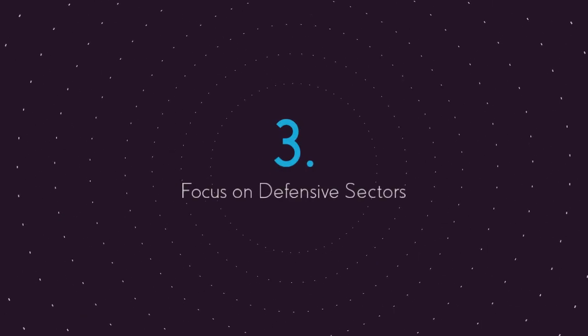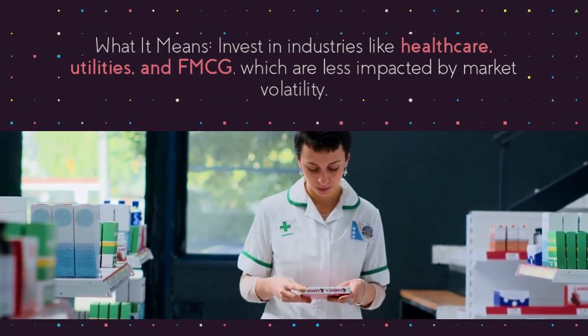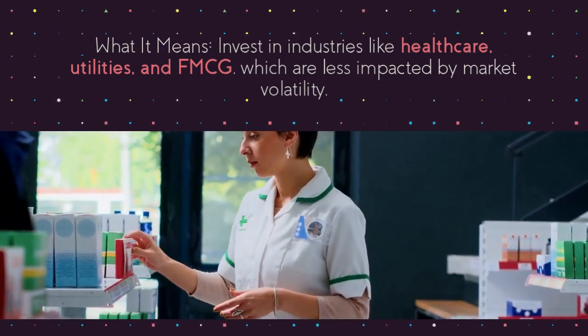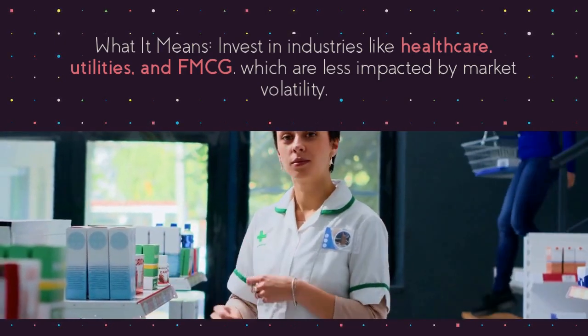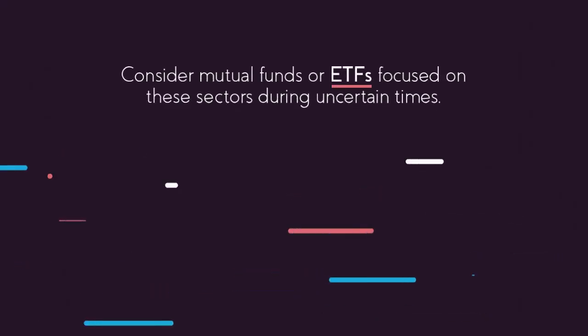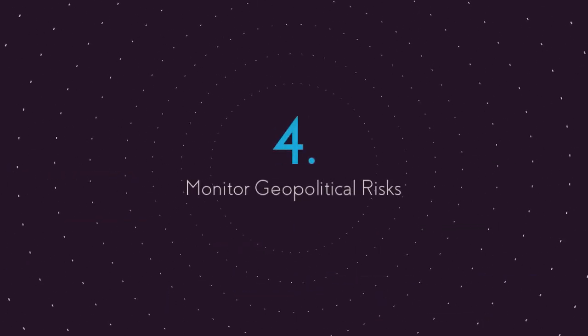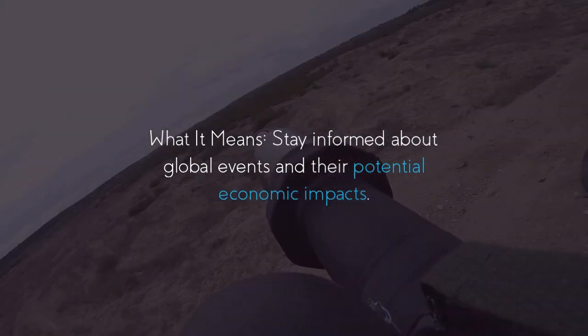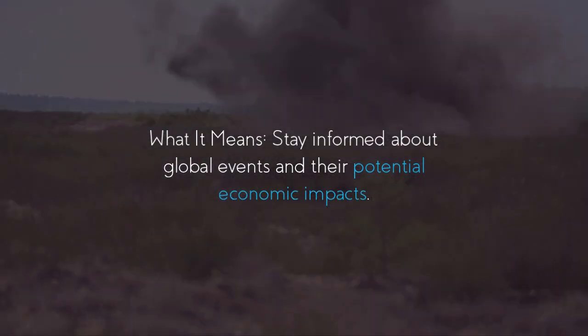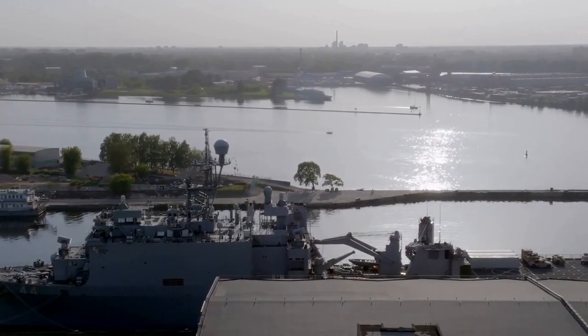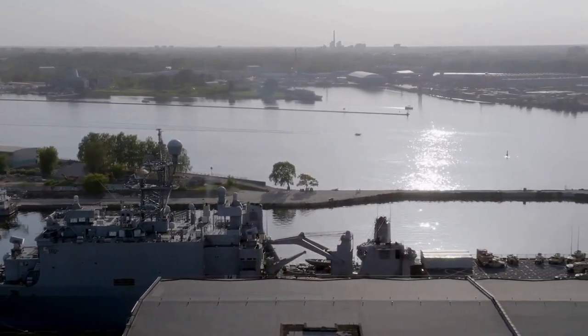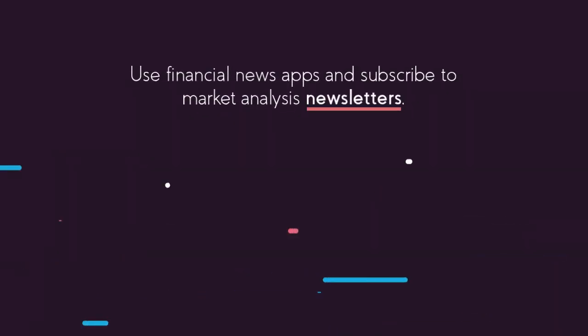3. Focus on defensive sectors. What it means. Invest in industries like healthcare, utilities, and FMCG, which are less impacted by market volatility. Why it helps. These sectors provide stability due to consistent demand. Actionable tip. Consider mutual funds or ETFs focused on these sectors during uncertain times. 4. Monitor geopolitical risks. What it means: stay informed about global events and their potential economic impacts. Why it helps. Being proactive allows you to adjust your portfolio before major disruptions occur. Actionable tip. Use financial news apps and subscribe to market analysis newsletters.